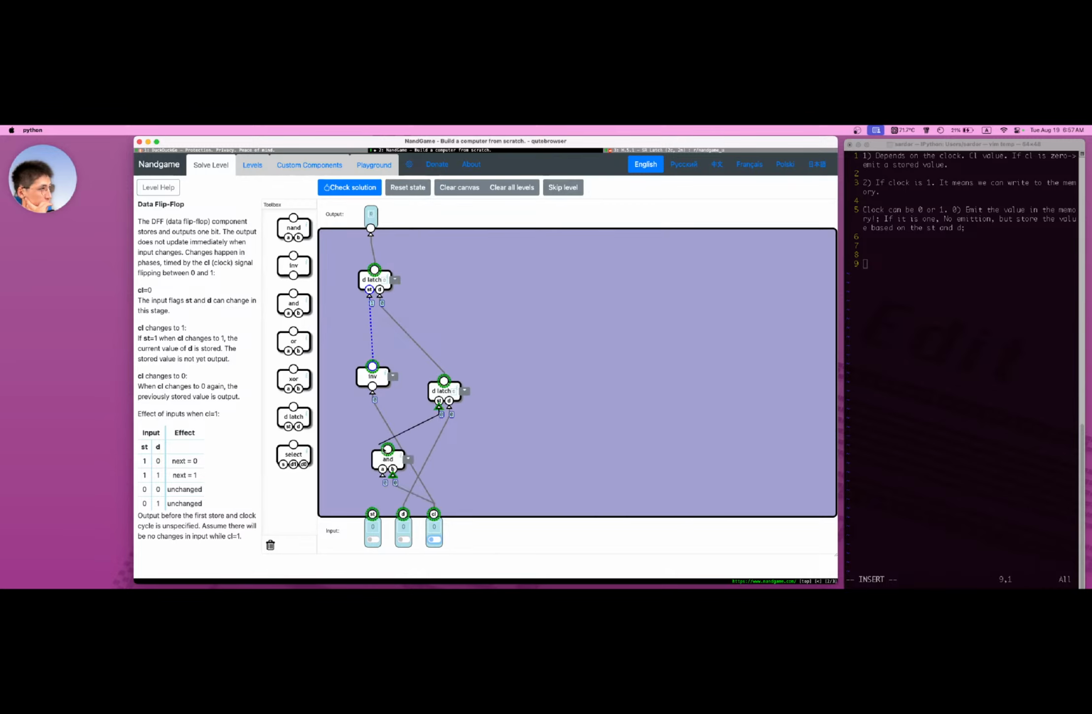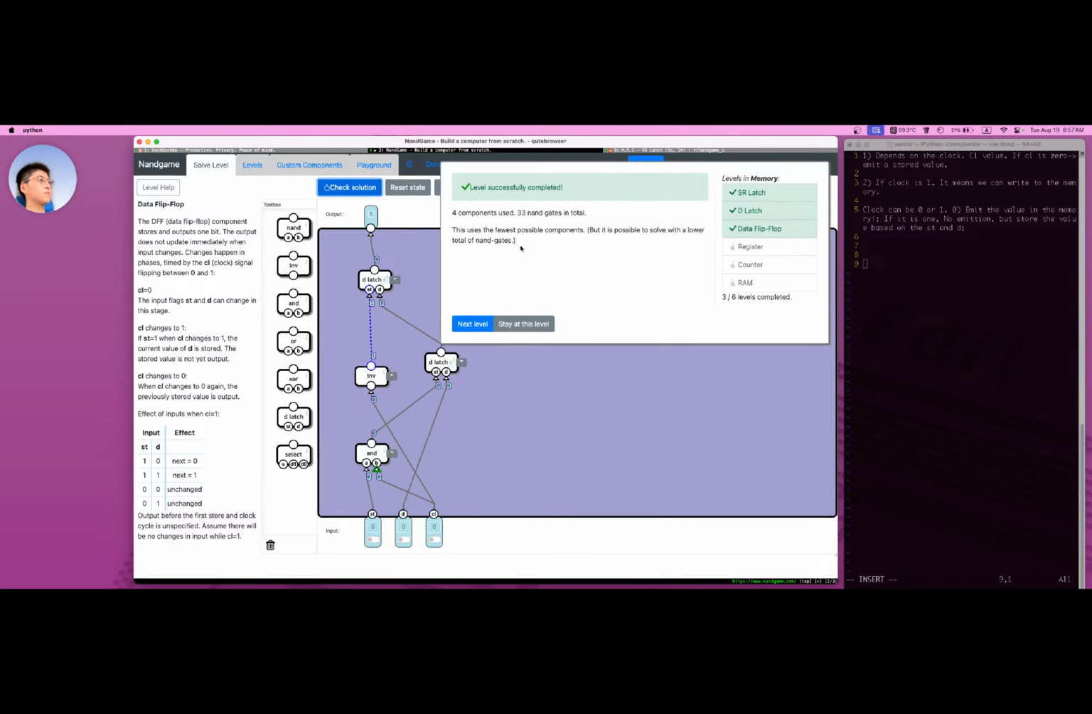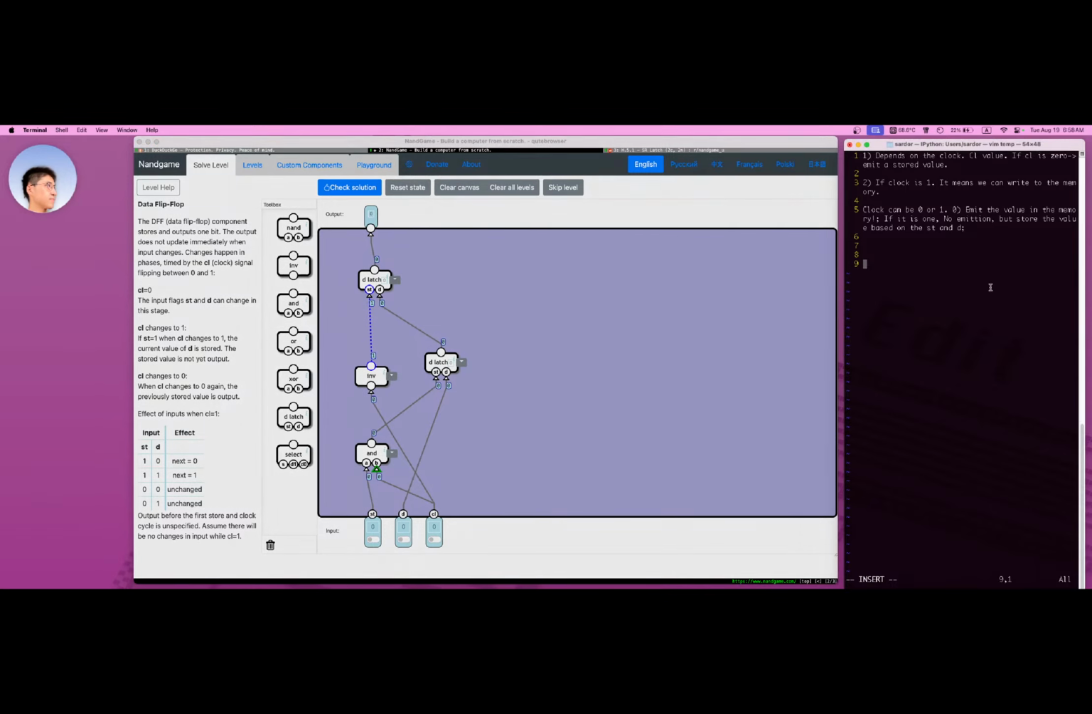Maybe we should do something like this here. I know my problem is here. Oh, fix it. This uses the fewest possible components, but it's possible to solve with a lower total of NAND gates. Guys, congratulations, we fixed it. We fixed this problem, we fixed it.